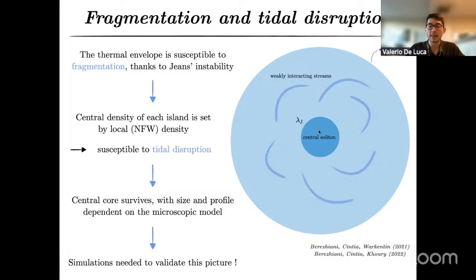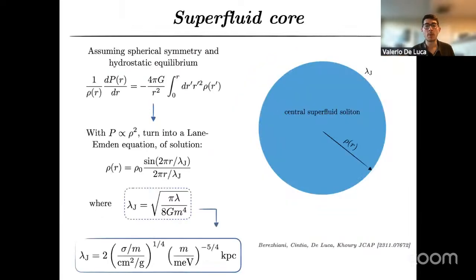Now let's study a bit better this central soliton. By studying the hydrostatic equilibrium equation, we can derive the profile ρ of the soliton as a function of the radial distance, and employing the equation of state for the quartic interactions, this equation will turn out to be a Lane-Emden equation with a profile which is basically a core, which then fades out at a distance given by the Jeans length, which is proportional to the mass of the dark matter particles and on the self-interactions. So there will be some sweet spot in order to achieve a size of a kiloparsec, which is what we expect for galaxies and so on.